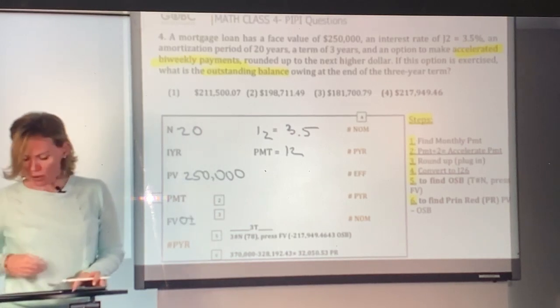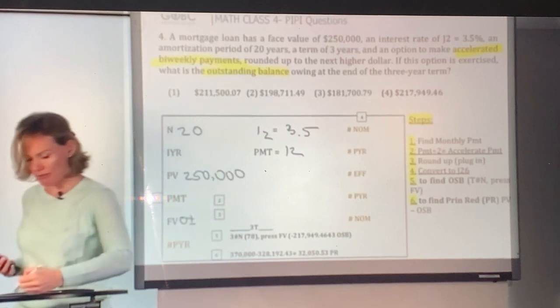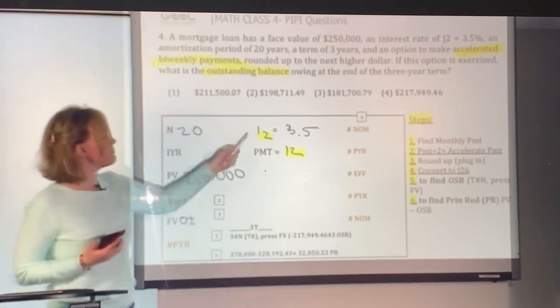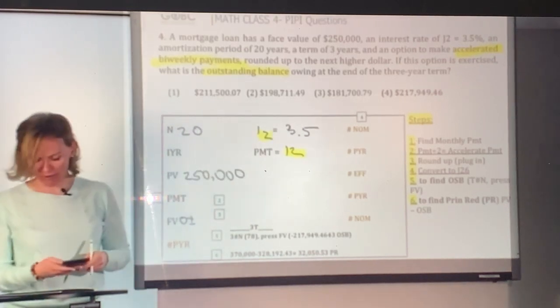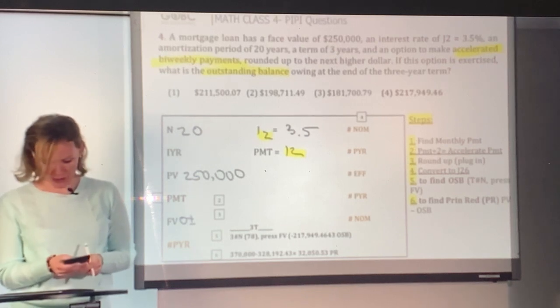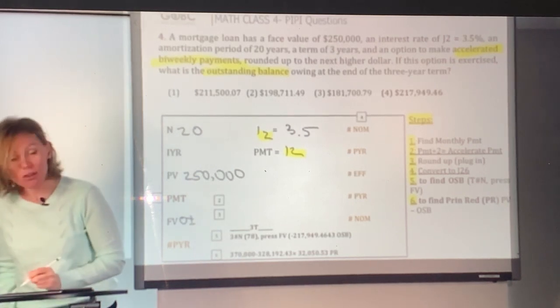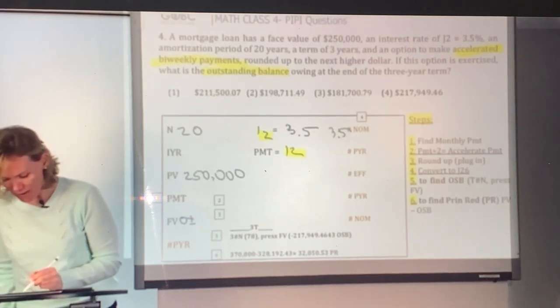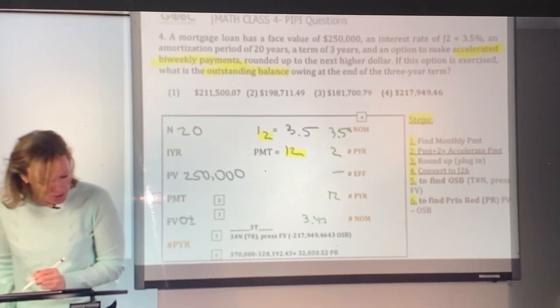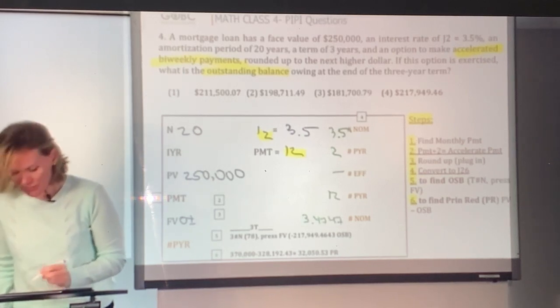Okay, so do the NPEPN first. Do your conversion. Start with your comfort zone. It should be nice and close to 3.5. Tell me how much it comes up to. So 3.5 shift NOM, 2 shift P/YR, shift EFF, 12 shift P/YR, shift NOM, 3.47. Is that what you got? I hope so. So 3.5 to 12. Mine came up to 3.4747.